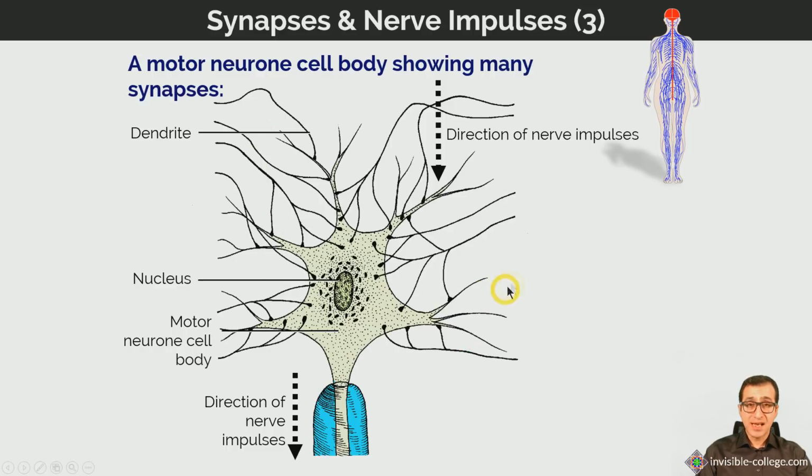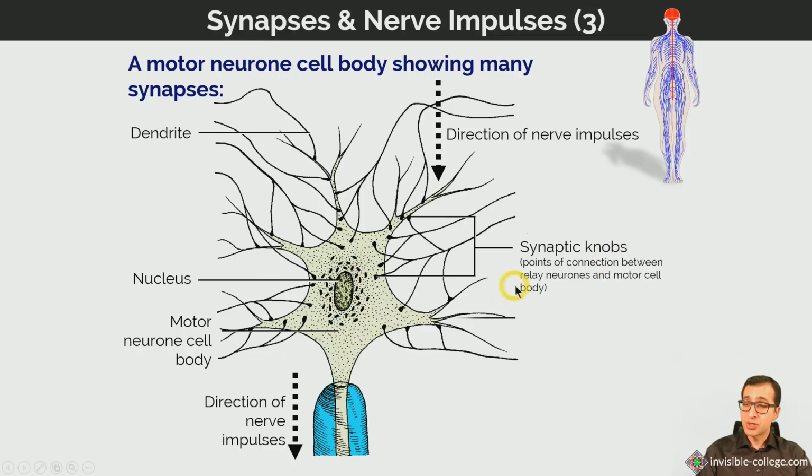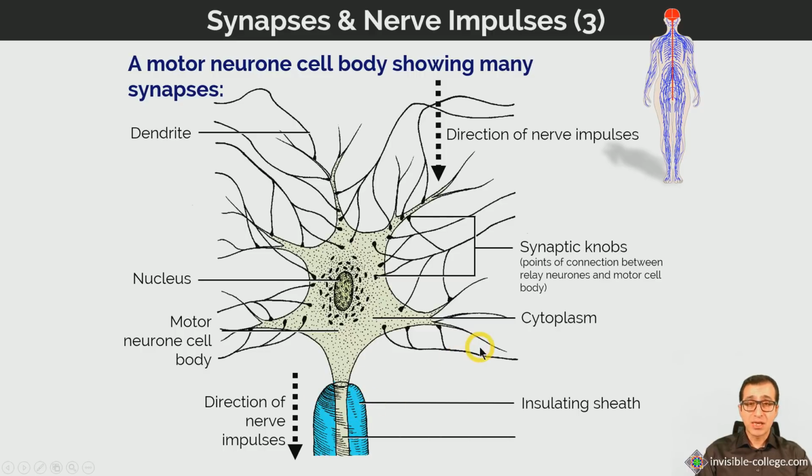So this is essentially the structure of a motor neuron, and we can see many synaptic knobs, which are points of connection between surrounding neurons, which may be relay neurons, and this particular motor neuron. So once again, we see the axon emerging from the cell body here, and it's a myelinated axon. It's surrounded by this insulating sheath.